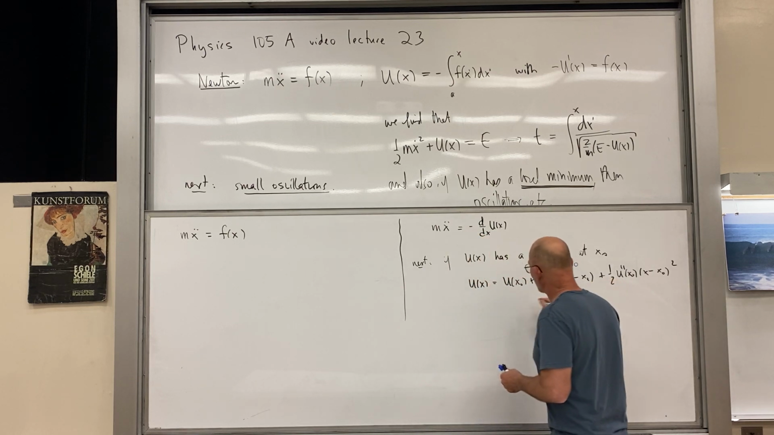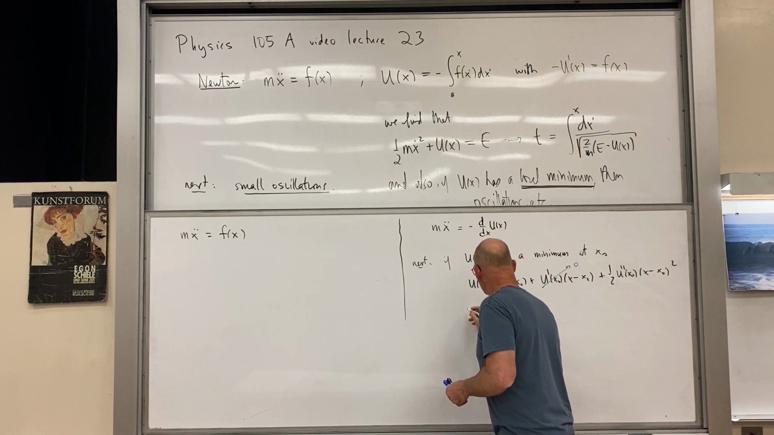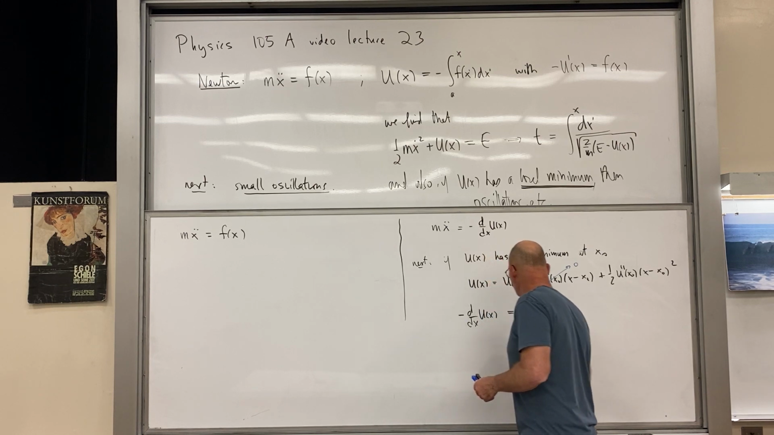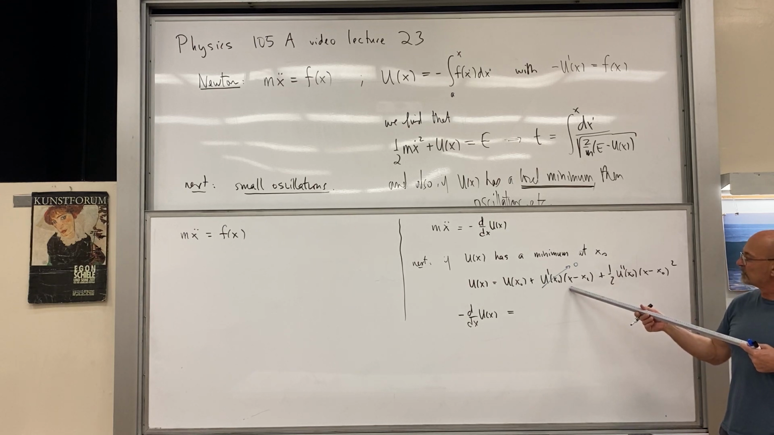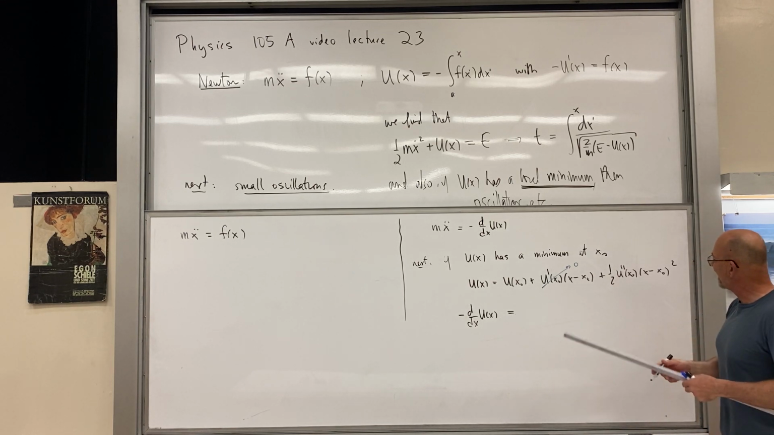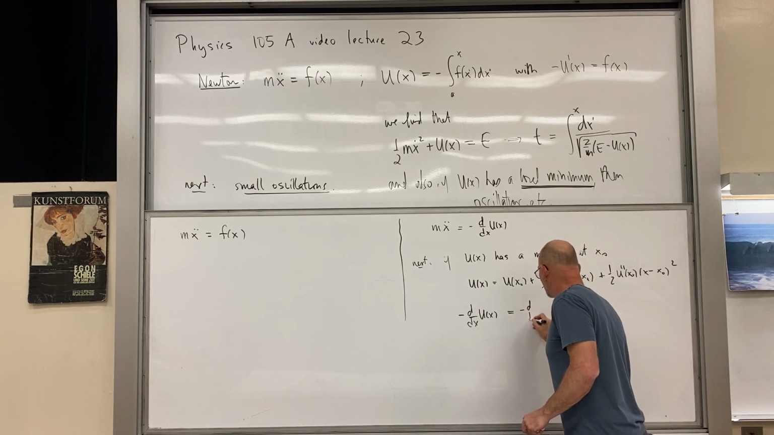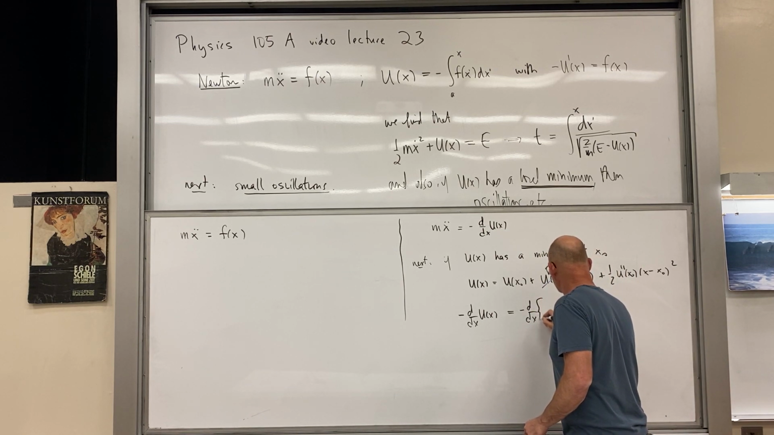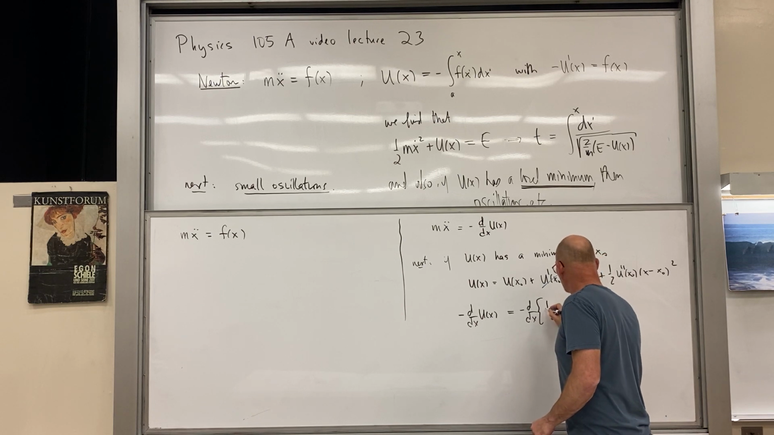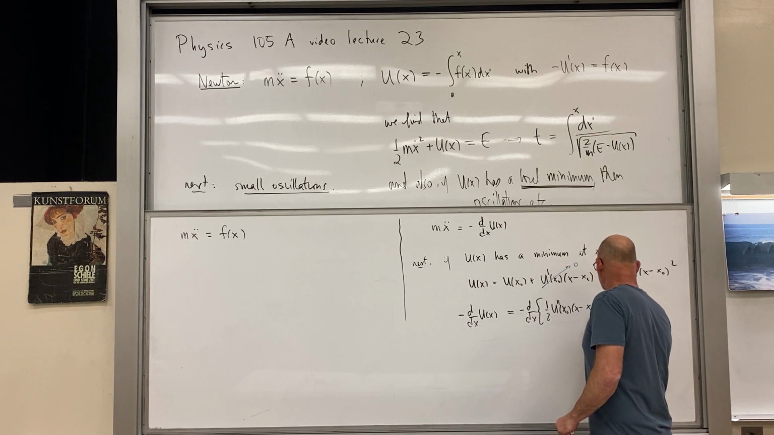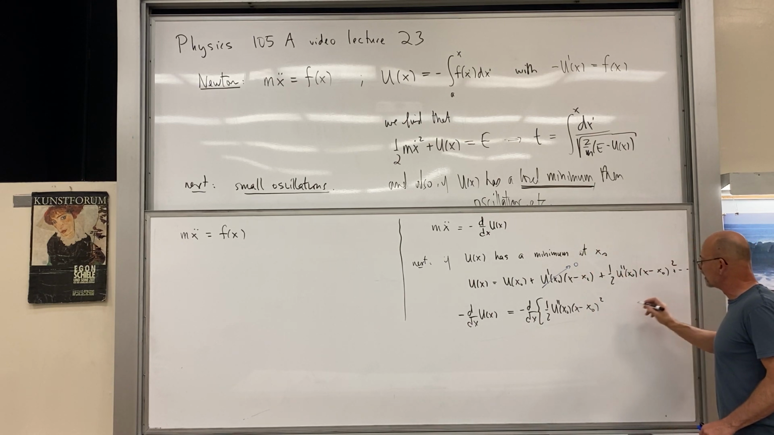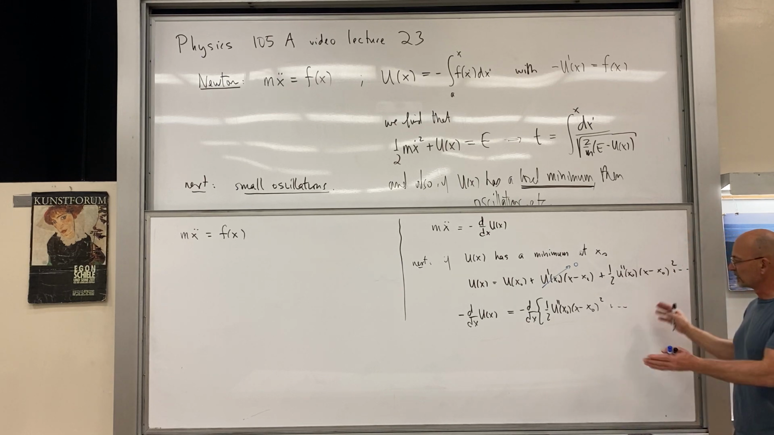In fact, I'll even do a next step, u of this, and minus d dx of u of x is equal to, derivative of a constant is 0, so that plays no role as well, so it's minus d dx of, let's put a bracket around here, 1/2 u double prime of x0, x minus x0 squared. You know, it goes on here, but we're not having that discussion right now, okay, with small oscillations.